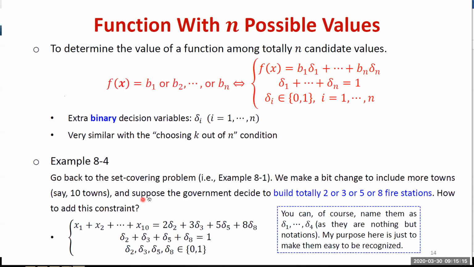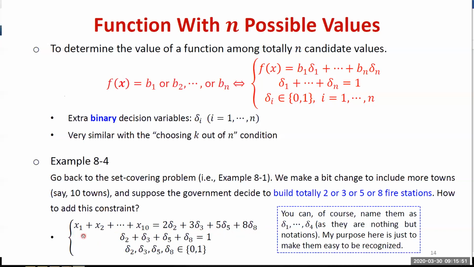So we use the same notation in this model. I use xi to indicate whether a fire station is to be built in town i. Here I suppose that I have 10 towns, so the summation of xi's from i equal to 1 to n means the total number of fire stations built, right? And this equals 2 delta 2 plus 3 delta 3 plus 5 delta 5 plus 8 delta 8.